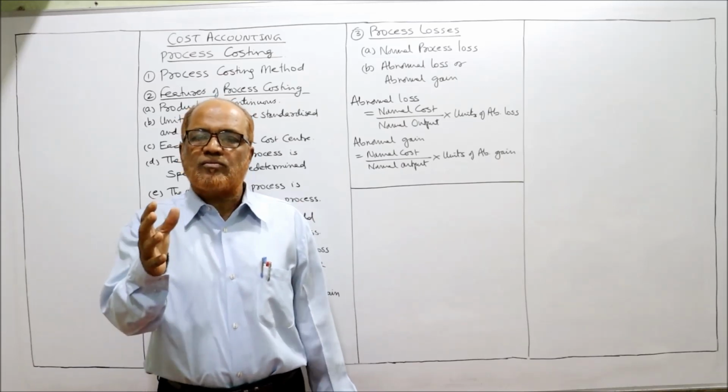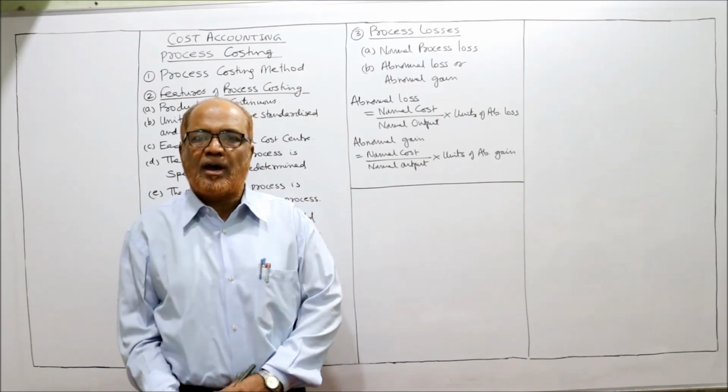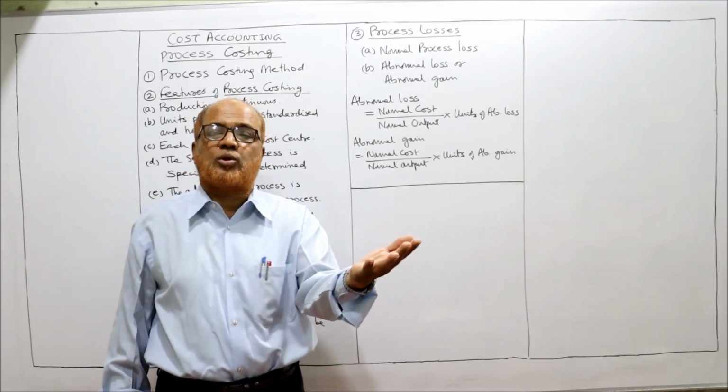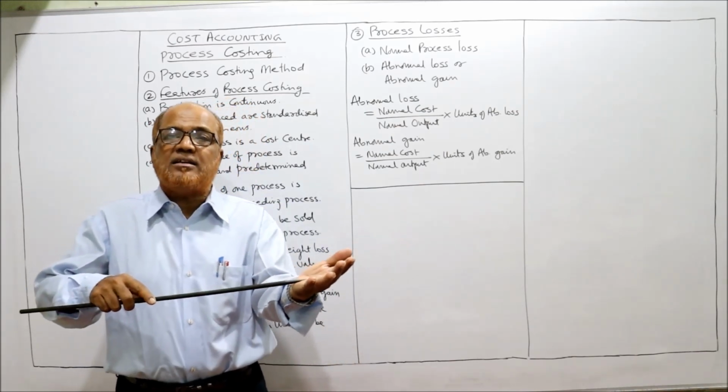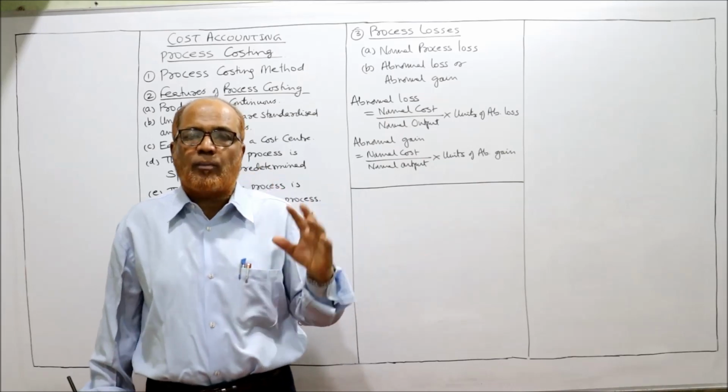The abnormal loss will occur when actual output is less than the expected output. Actual output is less than the expected output. The expected output 90 tons, but we got only 85 tons. So 5 tons is the abnormal loss.